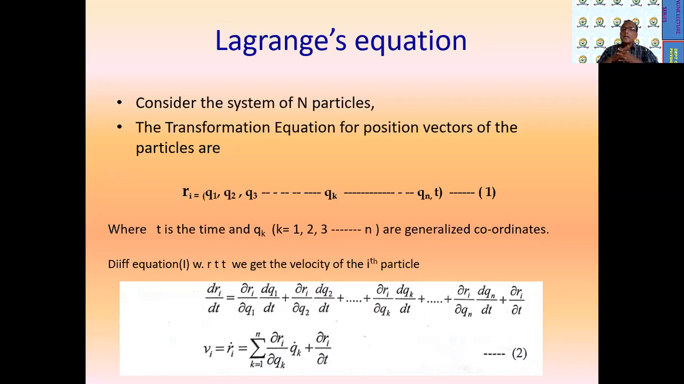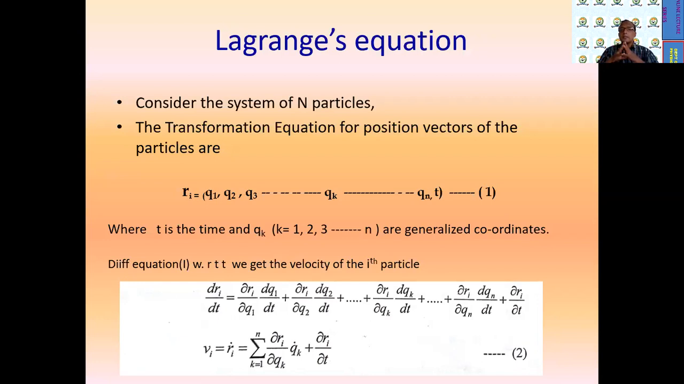And to derive this Lagrangian equation, Lagrange has made use of Newton's law of motion. He has made use of the transformation equation. He has made use of generalized coordinates. He has made use of virtual work. He has made use of D'Alembert's principle, which we have just seen here.